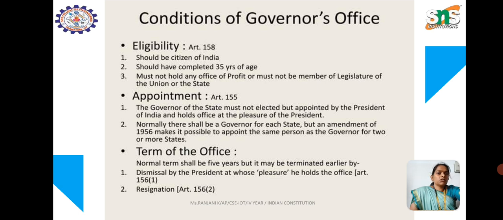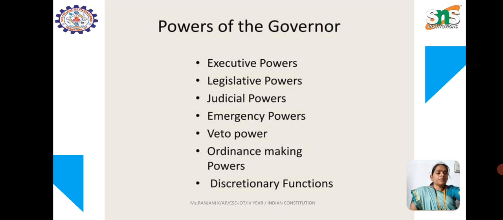Next is the term of the governor's office. The normal term shall be 5 years. That is, the period of a governor is a maximum of 5 years, but it may be terminated early by dismissal by the president, at whose pleasure he holds the office. Next is resignation. Next, let us see the powers of the governor.